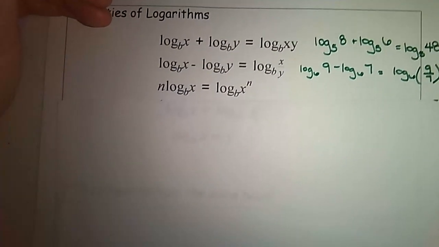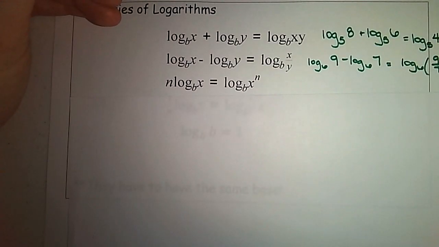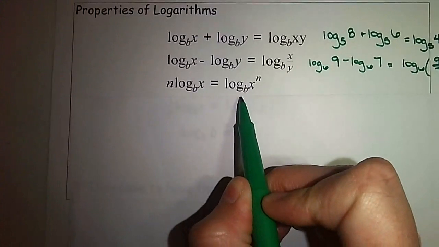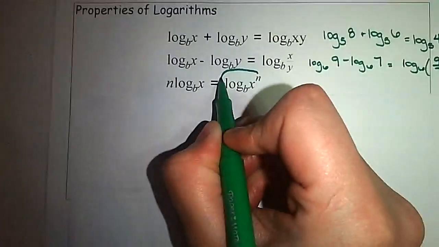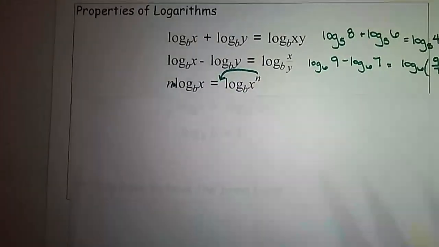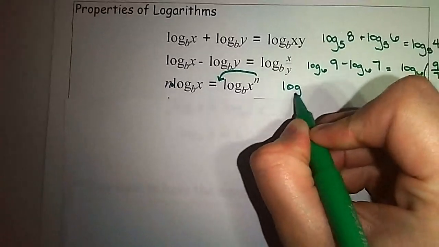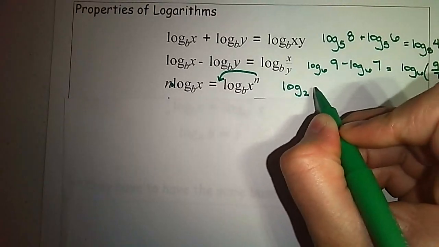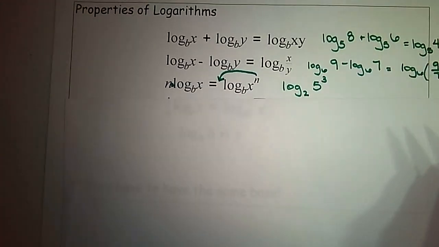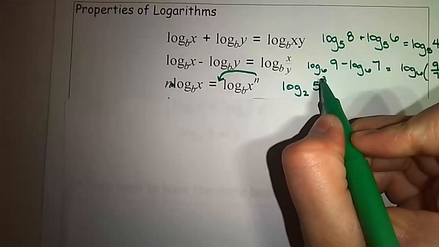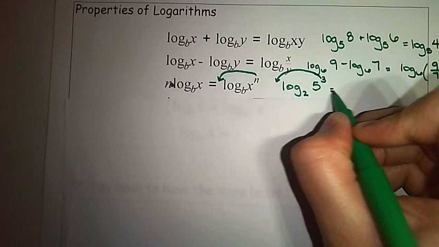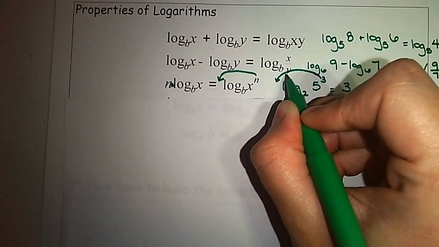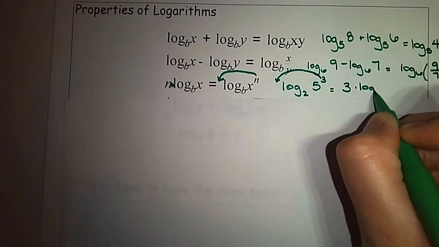All right. My next property looks like this. When we have log base b of x to the n, another thing I can do with that exponent is bring it out front and multiply it by the log. For example, let's say I have log base 2 of 5 to the third. I can move that exponent out front and multiply it by the whole expression. So another way I could write this is 3, because that is moving out to the front, times log base 2 of 5.